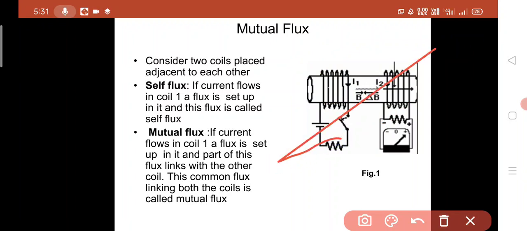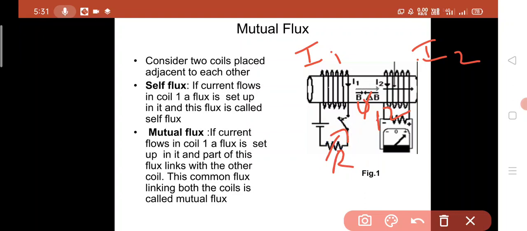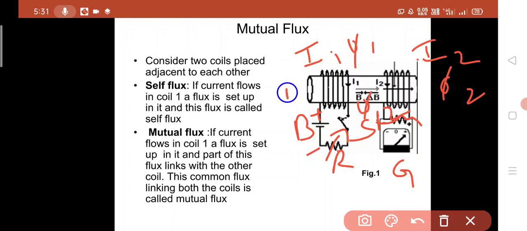See the diagram. This is coil 1 and coil 2. This is the current I1, this is the current I2, and this is the mutual flux phi 12. This is the rheostat and this is the battery. This is the switch, this is the galvanometer, and this is also a resistance. This is the flux phi 1, this is the flux phi 2, with number of turns N1 and N2.